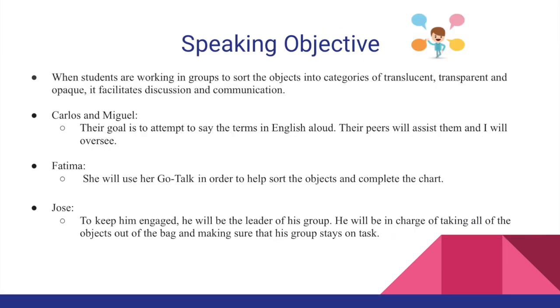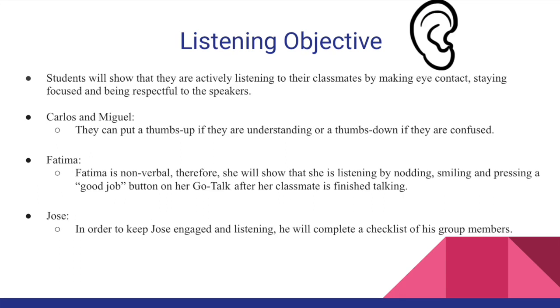The next objective is my speaking objective. So after students have sorted the objects, it will help them facilitate discussion and communication. So for Carlos and Miguel, their goal is to attempt to say the words in English and their peers will assist them. For Fatima, she'll use her Go Talk in order to communicate and help students give her input and complete the chart. And for Jose, he will be the leader of his group to help keep him engaged, so he will be in charge of taking all the objects out of the bag and making sure that his group stays on task.